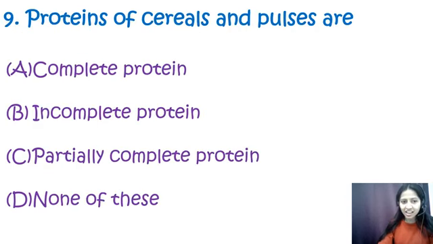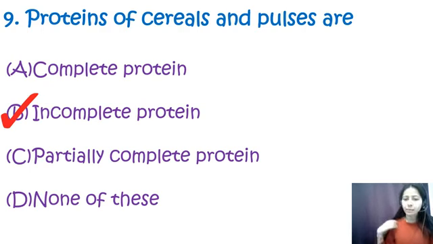Question number 9. Proteins of cereals and pulses are, options are complete protein, incomplete protein, partial complete protein, and none of these. So the correct option is B, that is incomplete protein. The proteins of cereals and pulses are considered to be incomplete protein. This is because individually, neither cereals nor pulses contain all the essential amino acids that our body needs.